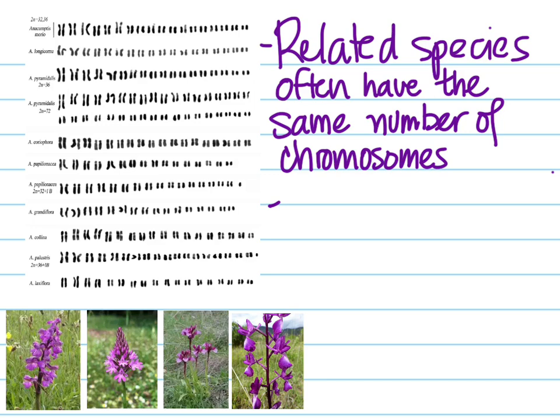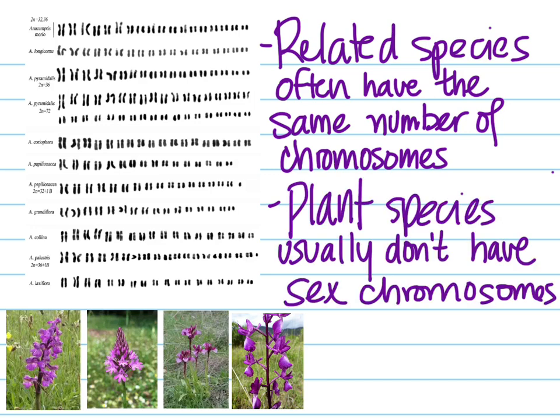Related species often do have the same number of chromosomes, or they're only 1 or 2 pairs off. You might also notice that there aren't any sex chromosomes. Plant species don't usually have sex chromosomes. There are exceptions to that, but in general, plants don't have what we would call a sex chromosome.